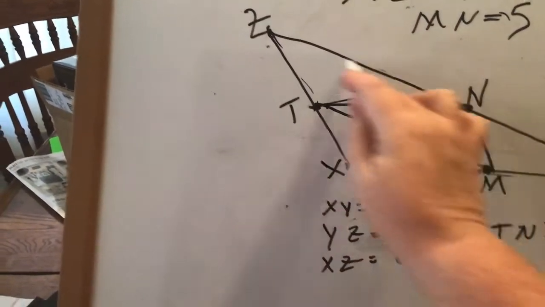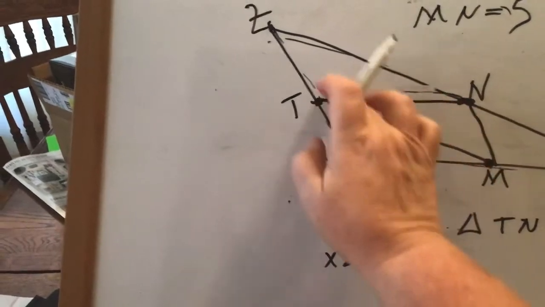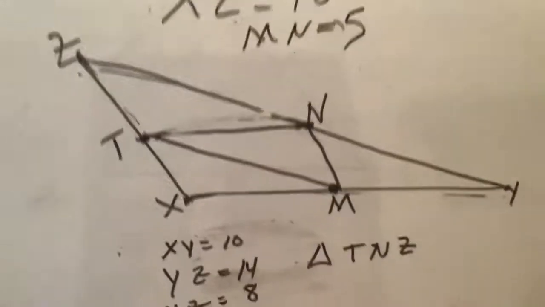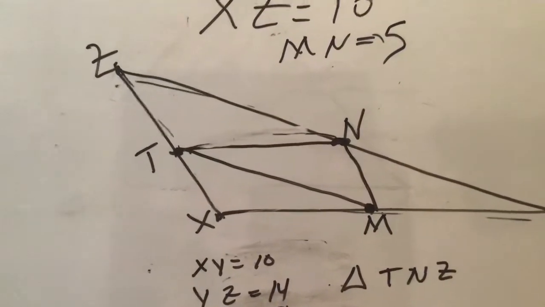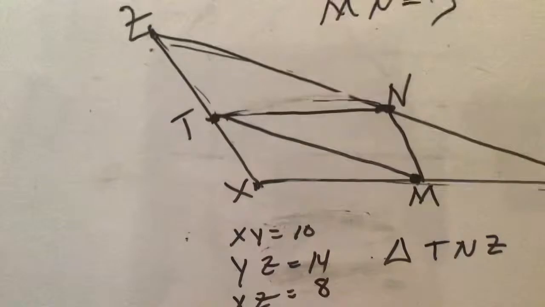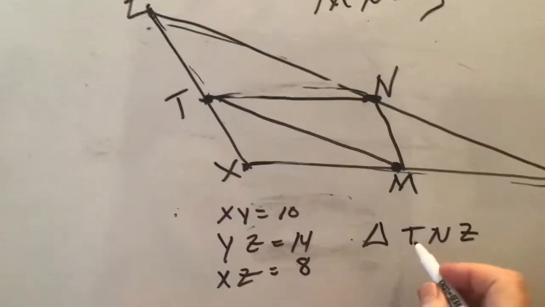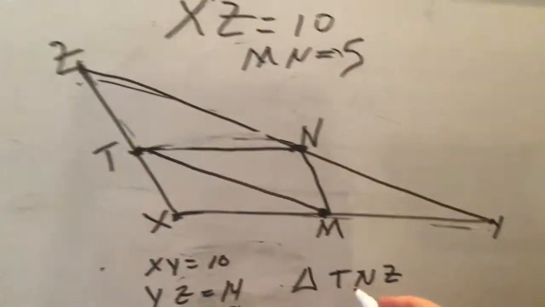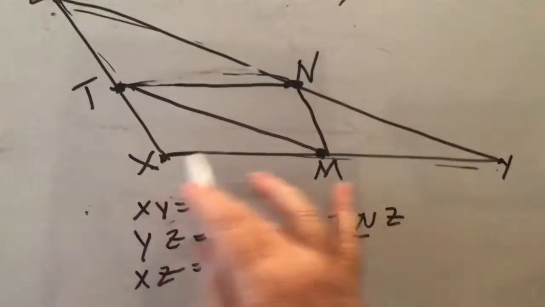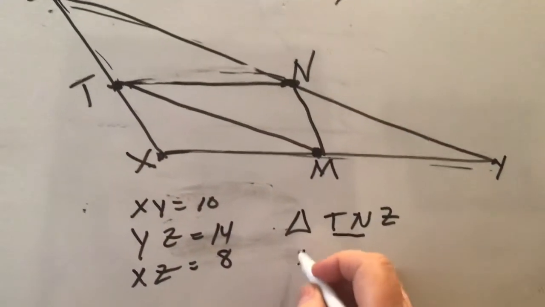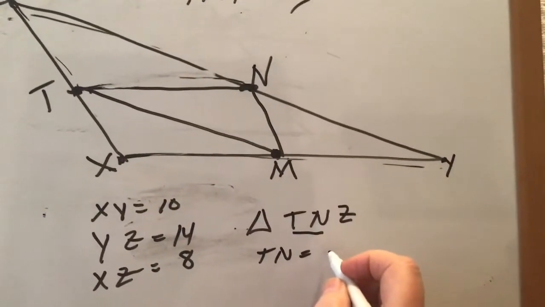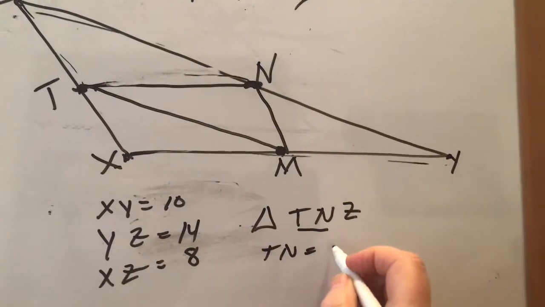So triangle TNZ is from here to here, up here. I need colored pencils. So it's that one there, that top triangle. If we know that ZX equals 8, let's start out with just TN. So TN is this line here, so it's 1/2 of XY. So TN equals 5.